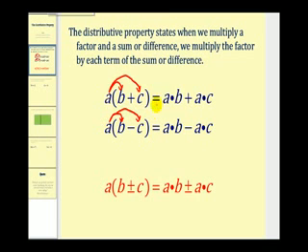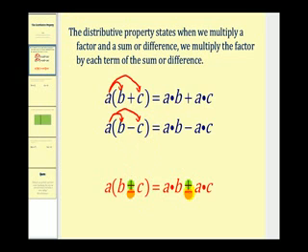Now sometimes you'll see the distributive property written using this form here in red, and it's just a way to combine these two rules into one. Notice we have a plus or minus sign, meaning if we use the plus sign here on the left, we'll use the plus sign here on the right, and if we have a minus sign on the left, we'll use a minus sign on the right.